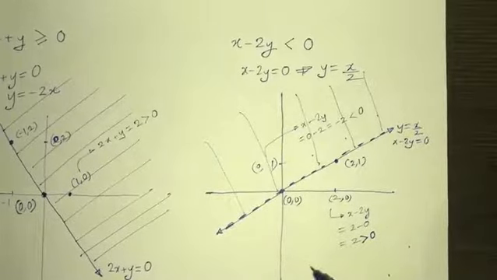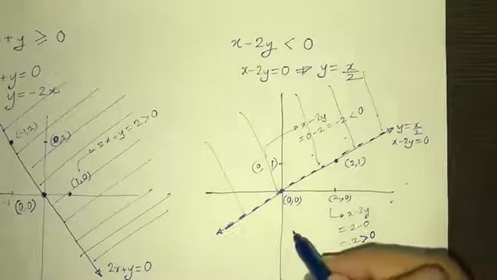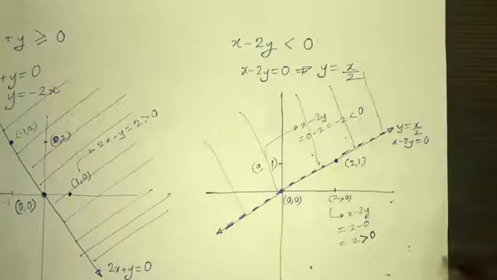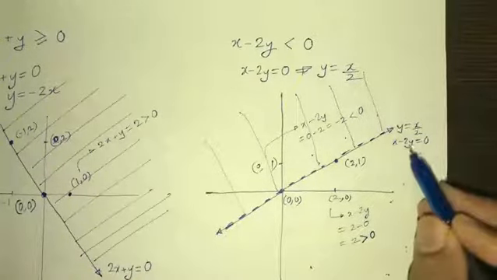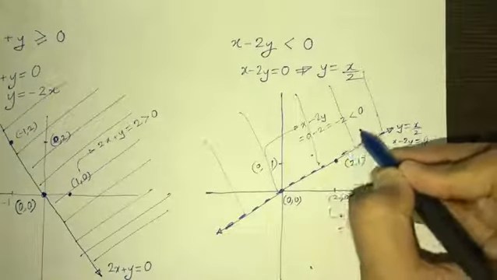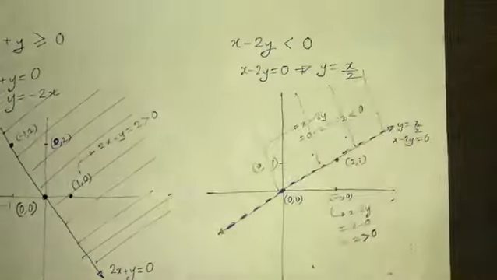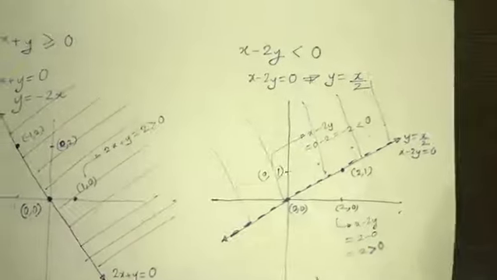Any point on this side will satisfy x minus 2y greater than 0. Any point on the straight line will satisfy x minus 2y equal to 0. Any point here will satisfy x minus 2y less than 0. That is what I want. So the half plane is this. In this I can't say origin side, I can't say non-origin side.